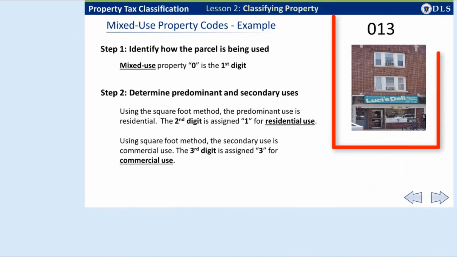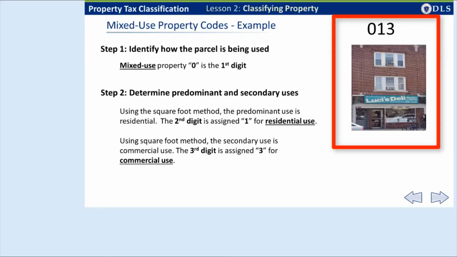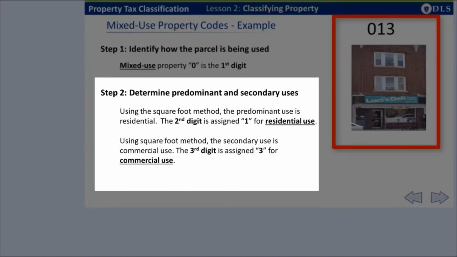Let's code a parcel with a store on the first floor and apartments above. Step 1. Identify how the parcel is being used. This parcel is being used for more than one purpose. You determine the major classification to be mixed-use property and assign 0 to the first digit. Step 2. You determine the predominant and secondary uses. Let's use the square footage method to determine the predominant use. The store utilizes 700 square feet of the building, while the total of all the apartments utilizes 1,400 square feet.